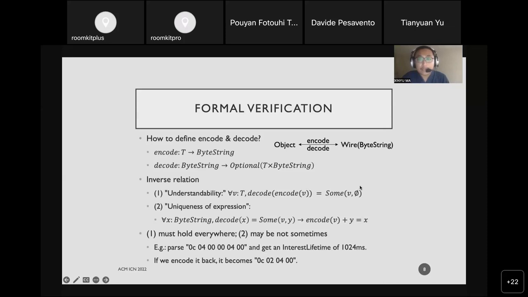The second relation is the uniqueness of the expression. That is, for every byte string X we input to the decode function, suppose that decode of X returns some object B with the rest of the value Y. Then we encode the object B back, and we should get exactly the same bytes that we used to decode. So we attach the rest Y and we get the original input X.